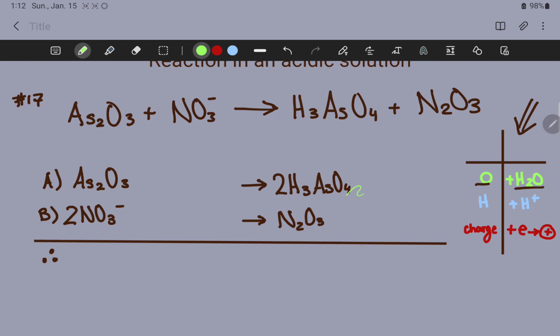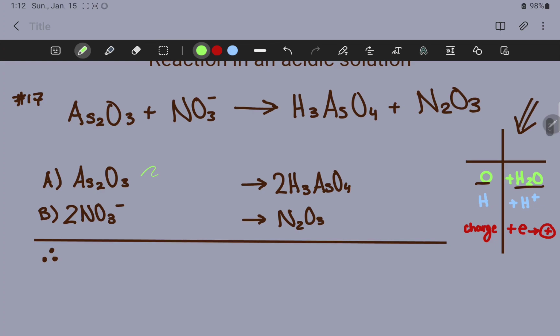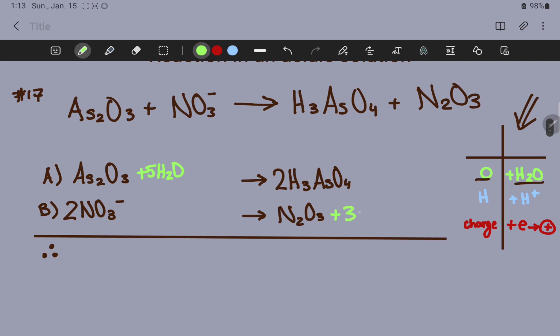So I have over here 8 oxygens. Over here, I only have 3. So to balance it, I'm going to add 5 water molecules. And I'm going to do the bottom as well. The bottom, there's 6 here, and there's only 3 oxygens here. So I'm going to add 3 water molecules.